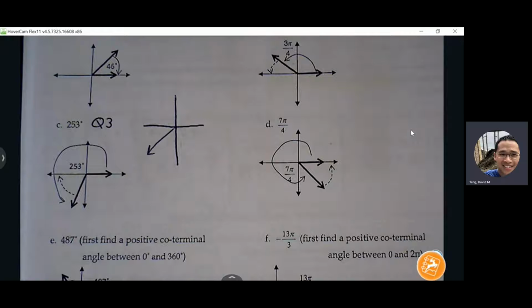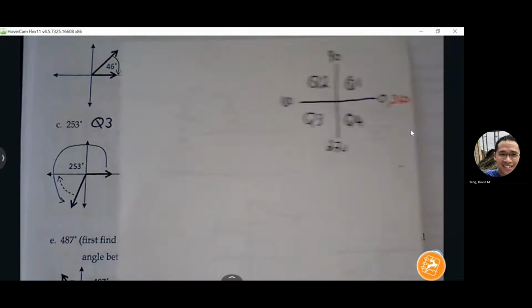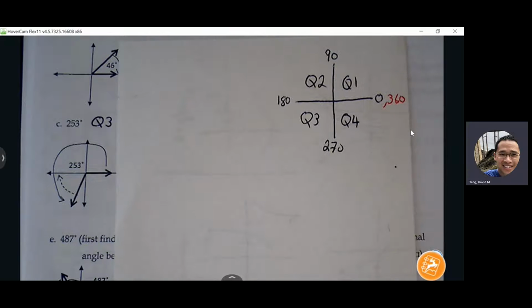The reason why it's not in the second quadrant is because the second quadrant is between 90 and 180. The third quadrant is between 180 and 270. And 253 is between 180 and 270. So yes, 253 is in the third quadrant. So 253 is going to be this angle here.